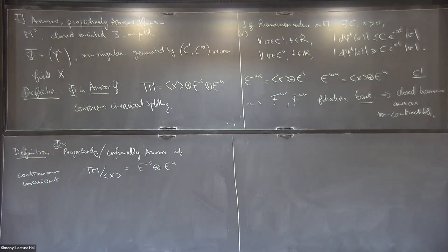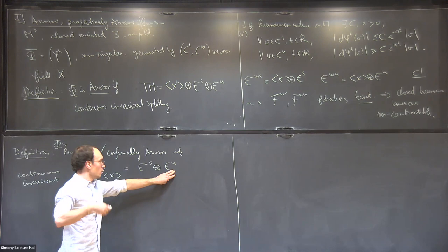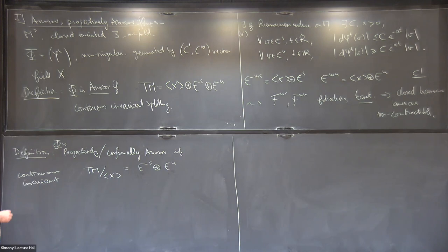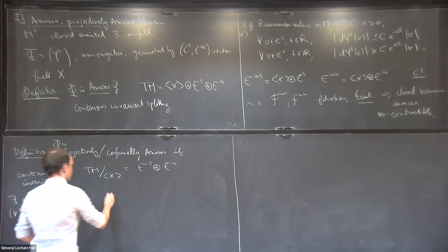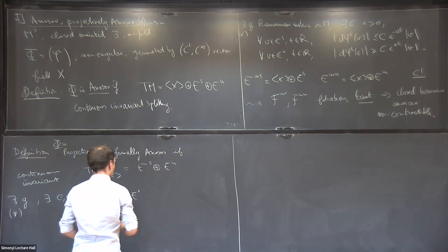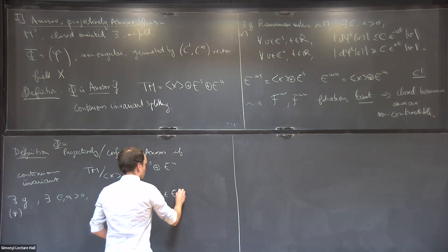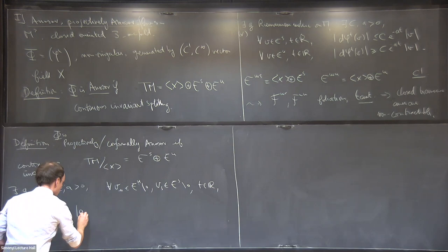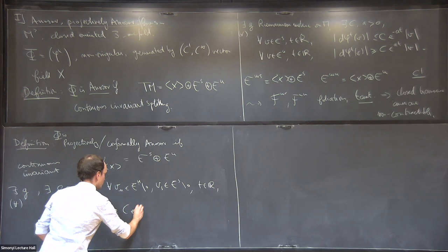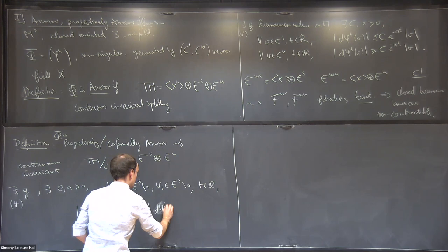So that now the flow expands more along EU than it does along ES. That's also called a dominating splitting. What you say is that for every metric G, there is some constant C and A, so that if you pick a non-zero vector in the unstable direction and a non-zero vector in the stable direction, and some time t, then you will have that the norm of dφ_t on the unstable direction is at least c times e^(at) times the norm on the stable direction.